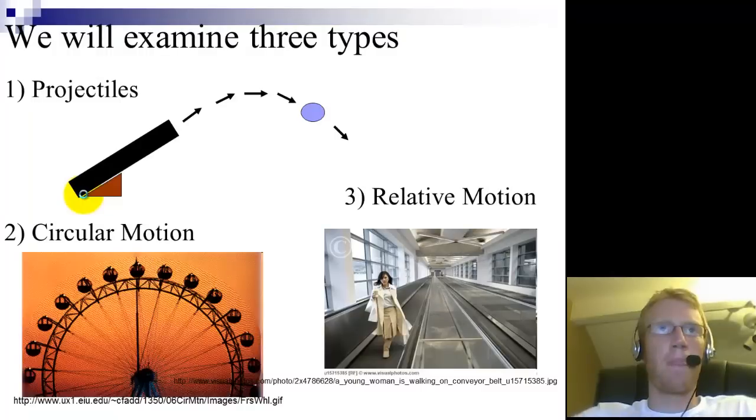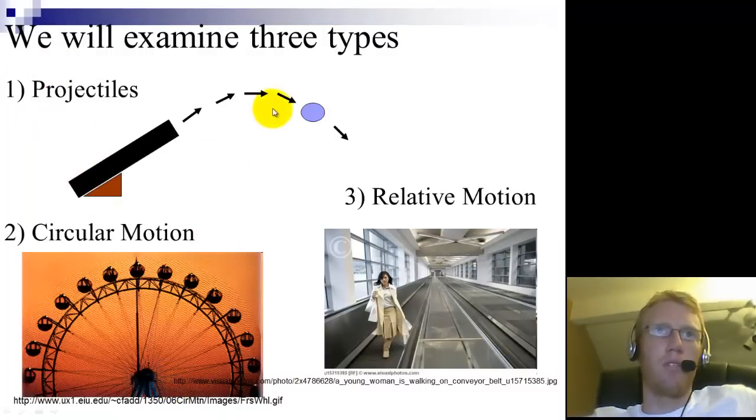So here we go. There's three types of things we're going to examine in this video and in Chapter 6 from the textbook. First one is projectiles, which is launching stuff through the air. Second is circular motion. There's a whole bunch of examples of circular motion that we can talk about. And then the third is relative motion.